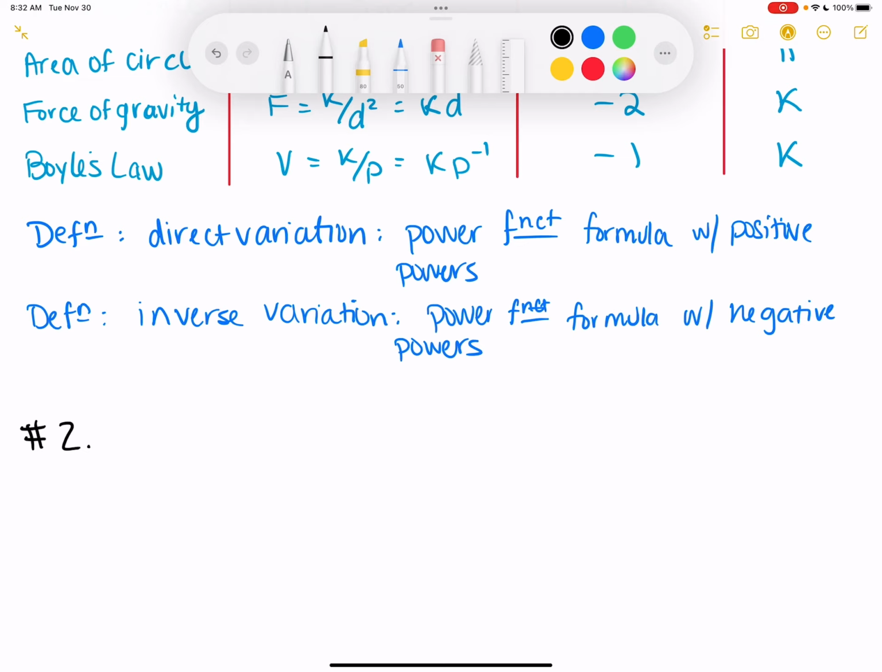All right. F of x equals 9x to the 5/3. These just want the power and the constant of variation. So what is the power? 5/3 and constant of variation, 9.